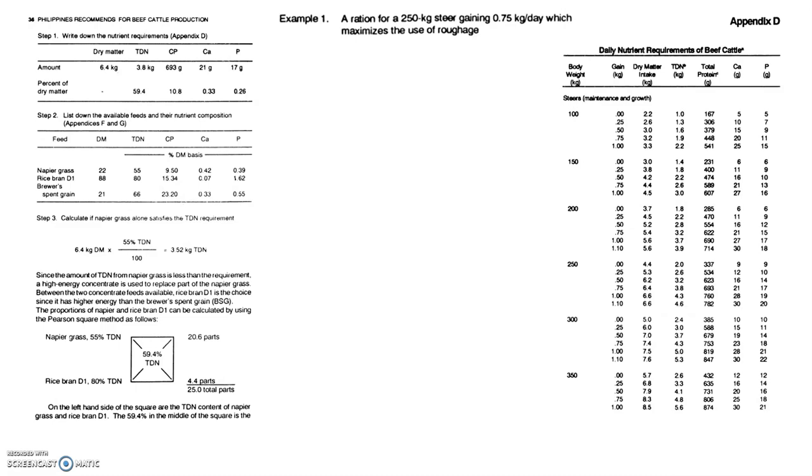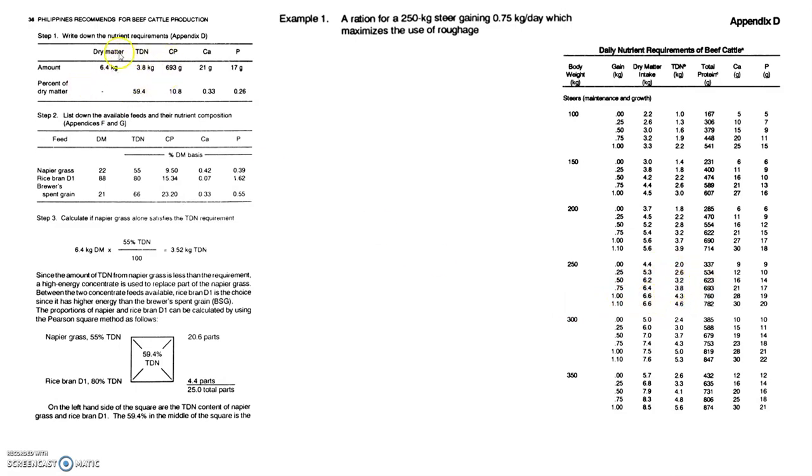First is to identify the nutrient requirements of the animal. In this case, it is a 250 kg steer gaining 0.75 kg per day. So we just look for 250 in the reference attached to this activity, and the gain weight is 0.75. What we are looking for is its dry matter intake. The dry matter intake of a 250 kg steer is 6.4. That is its requirement. And its TDN, or total digestible nutrients, in kilograms is 3.8.